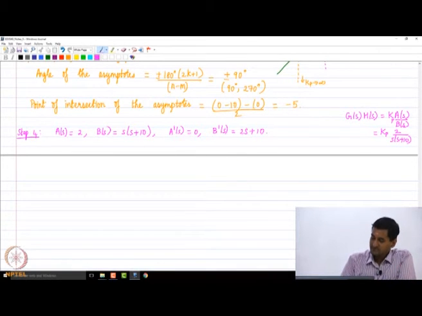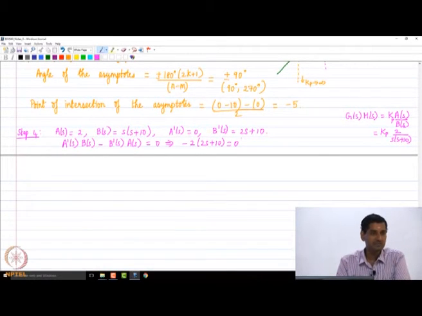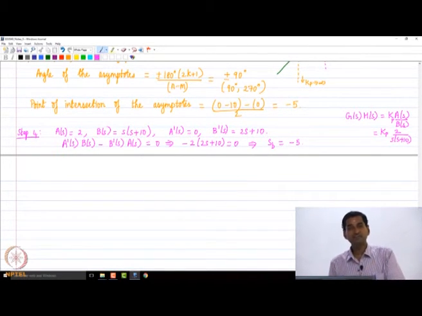Okay. So, this will lead to the following. We need to solve the equation a'(s)b(s) - b'(s)a(s) = 0. This will just give us -2 times (2s + 10) = 0, that is what we will get. So, this will immediately give us a potential breakaway point at -5.